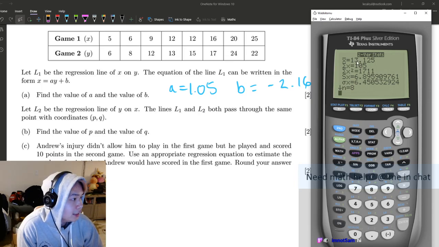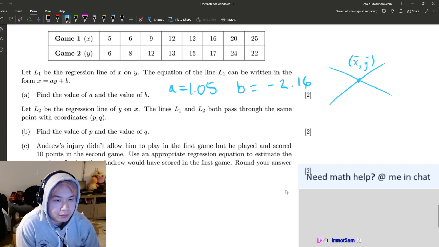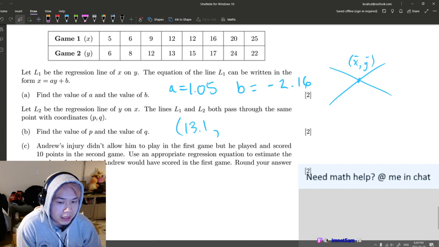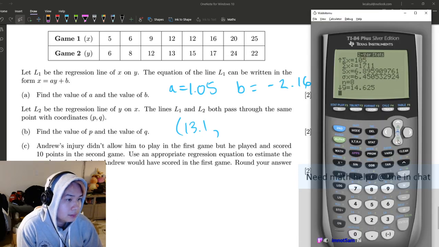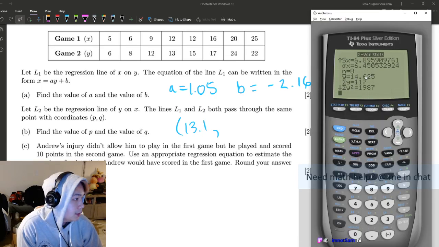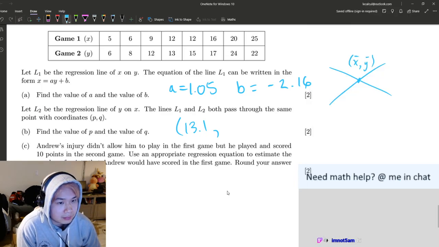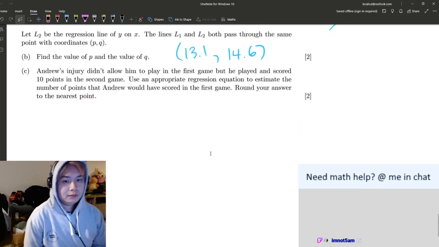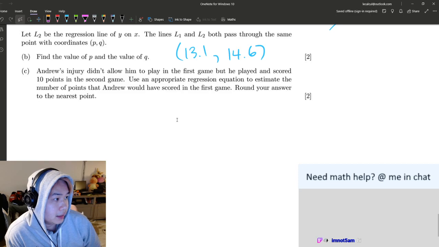So here's my average x value, so 13.1. And then 14.6. Alrighty, and then let's see.